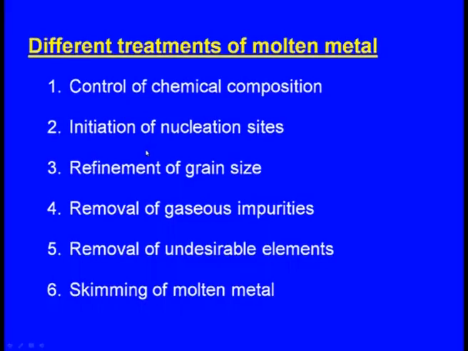Dross means mixture of slag and other impurities mixing with the molten metal. So, this is the dross. So, this dross can be removed in the skimming. Now, let us see all these treatments one by one. First, let us see the control of chemical composition.